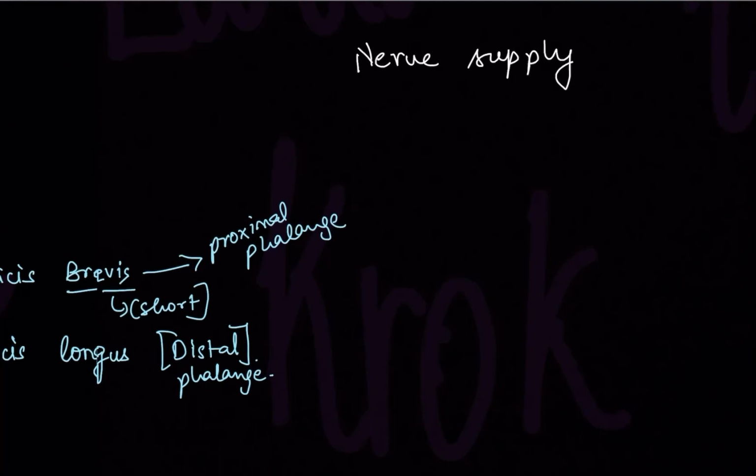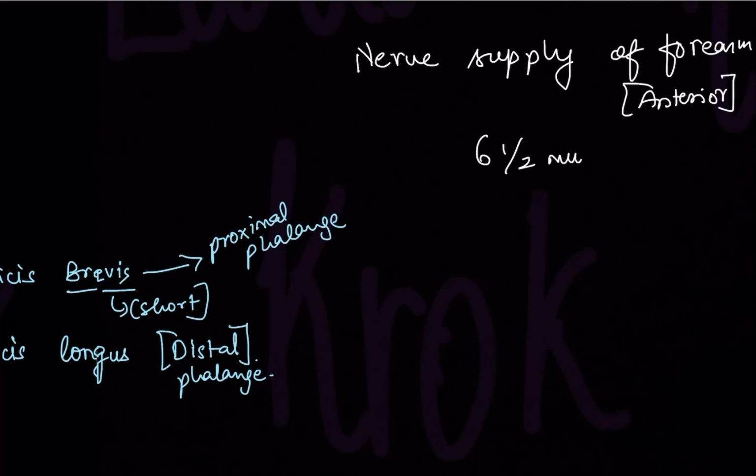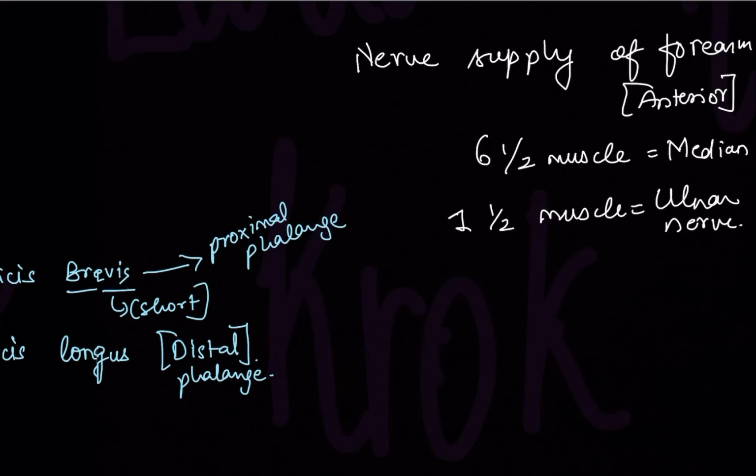for the anterior compartment. Okay, so you have to remember 6.5 muscles are by median nerve. Now 6.5, that means how much is remaining? 1.5 muscle. That 1.5 muscle is by ulnar nerve. So let's know what are those 1.5 muscles. So one muscle is flexor carpi ulnaris. It's towards the ulnar side, right? So it is supplied by ulnar nerve.